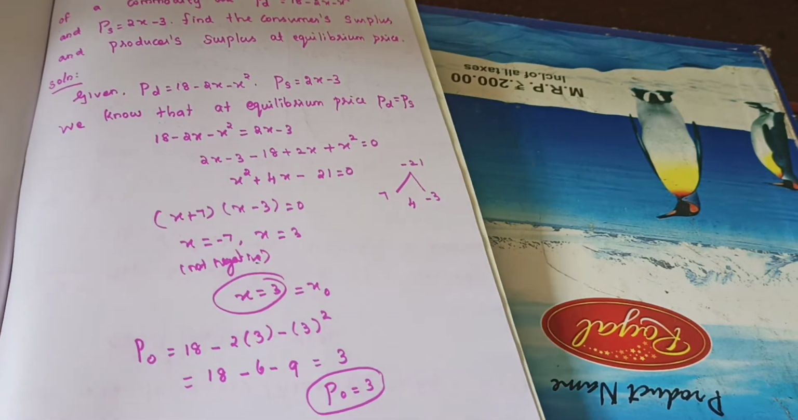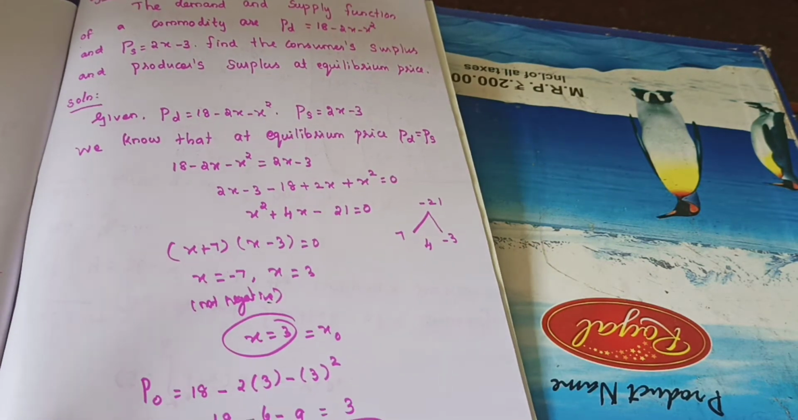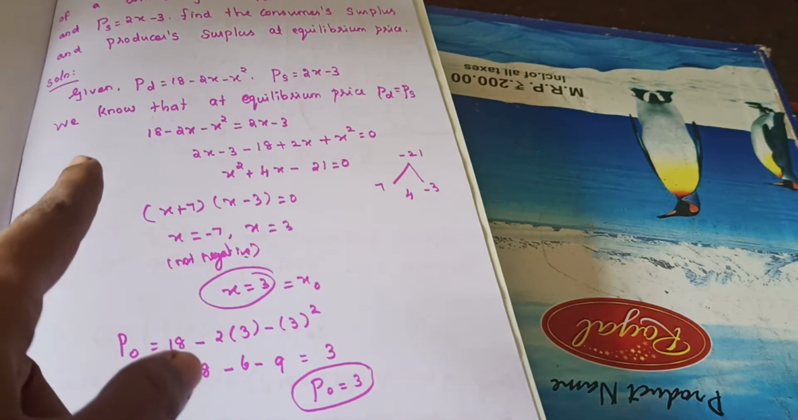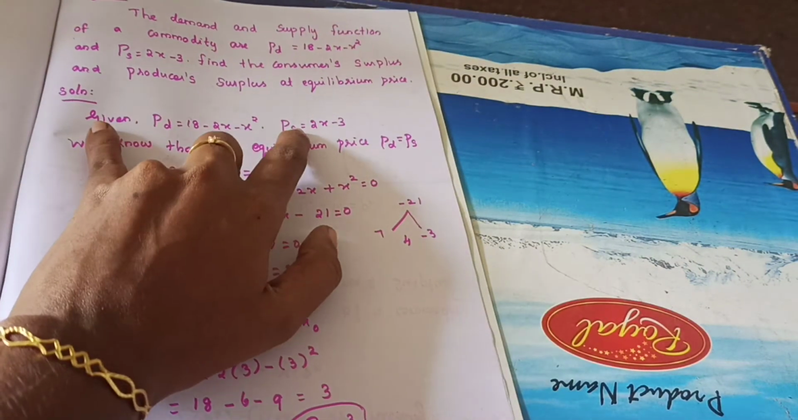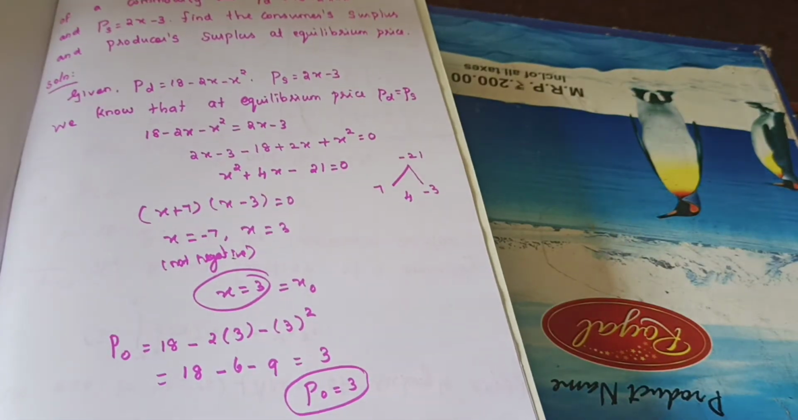So you will have a doubt. Ma'am, why are you applying x equal to 3 in the first PD alone for finding the P naught value? Why can't we apply it in PS? You apply both, you will get the same. Just apply here: 2 into 3 minus 3, 6 minus 3, 3. Same answer only you will get. So P naught equal to 3.